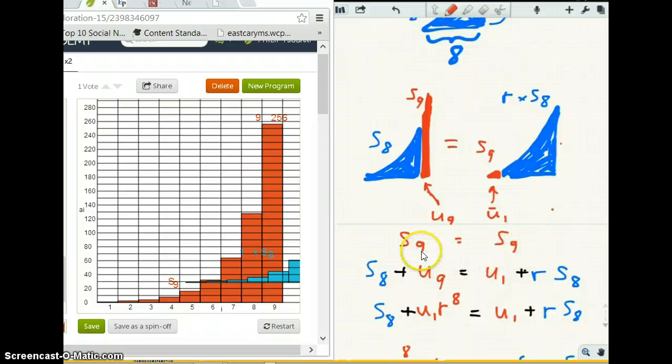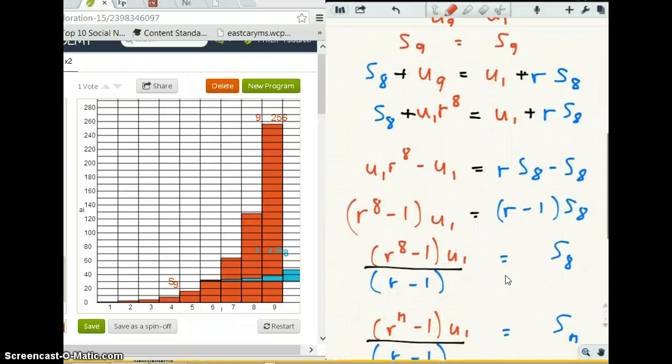So I'm covering S9 in two different ways. I start out with an equation that's S9 equals S9, which is obviously true. And then I'm covering it in two different ways. One is I put the blue region on the left, and then the ninth term is left over. And the other way I cover it is I put it on the right, and I multiply it by the common ratio, and then this little piece on the left is left over. So I'm covering it in two different ways, and now it's just algebra.